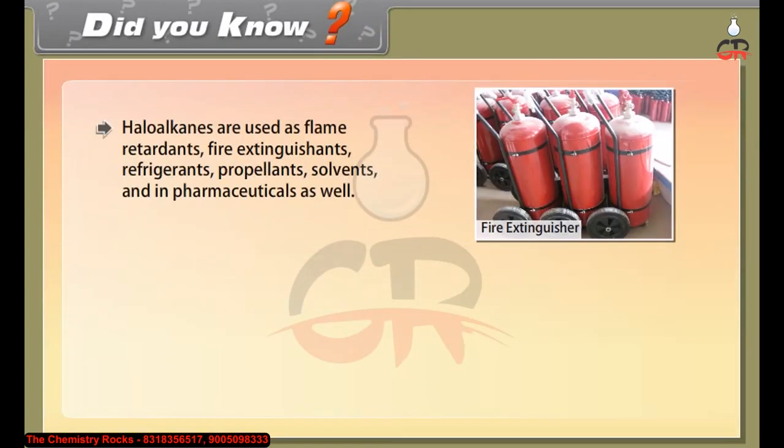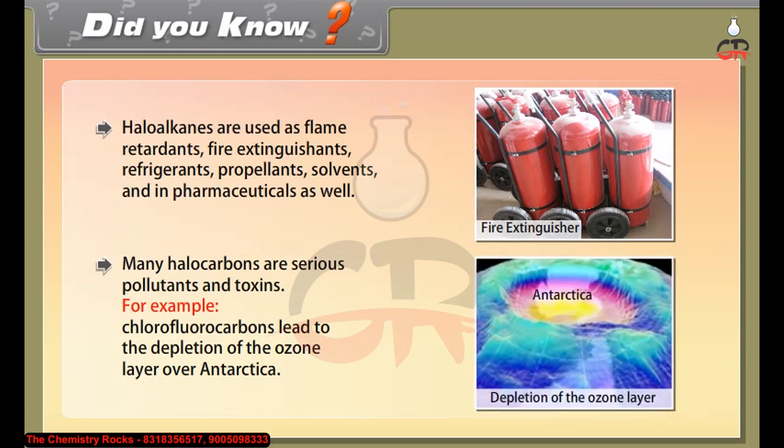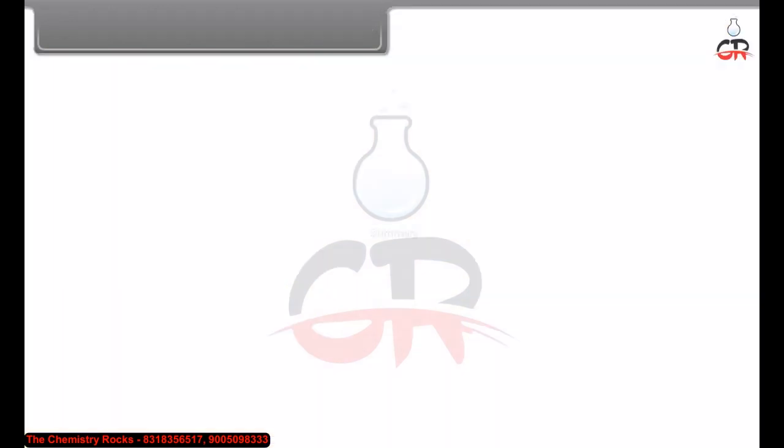Did you know? Haloalkanes are used as flame retardants, fire extinguishants, refrigerants, propellants, solvents, and in pharmaceuticals as well. Many halocarbons are serious pollutants and toxins. For example, chlorofluorocarbons lead to the depletion of the ozone layer over Antarctica.